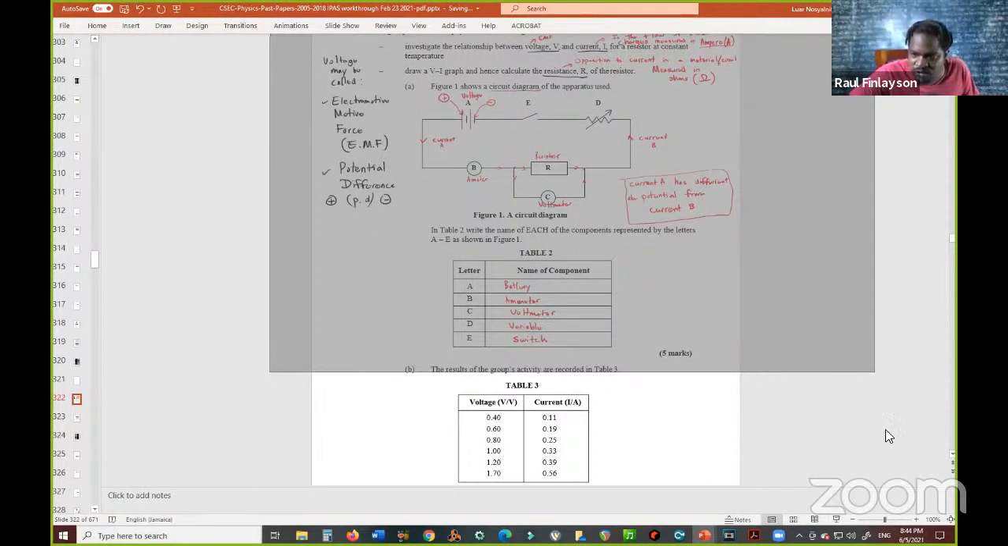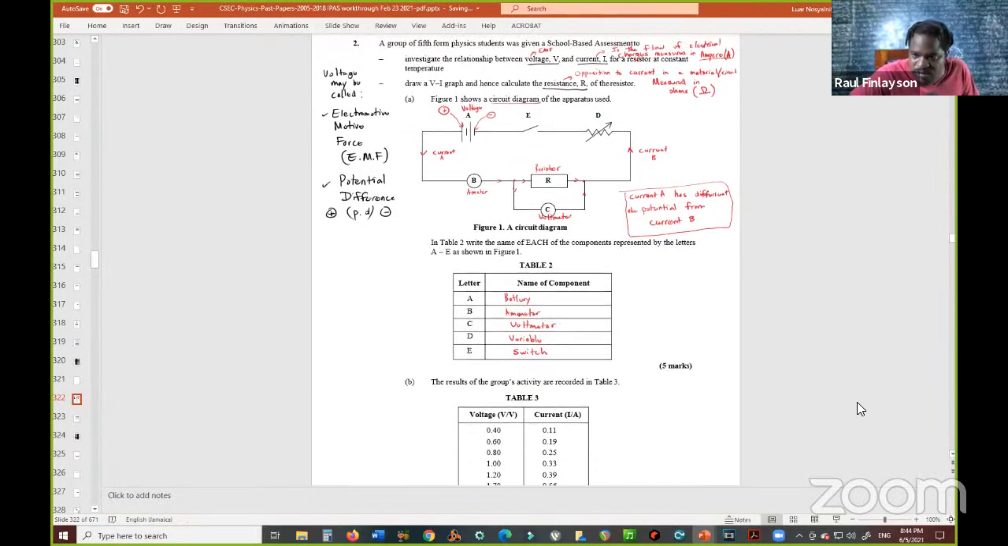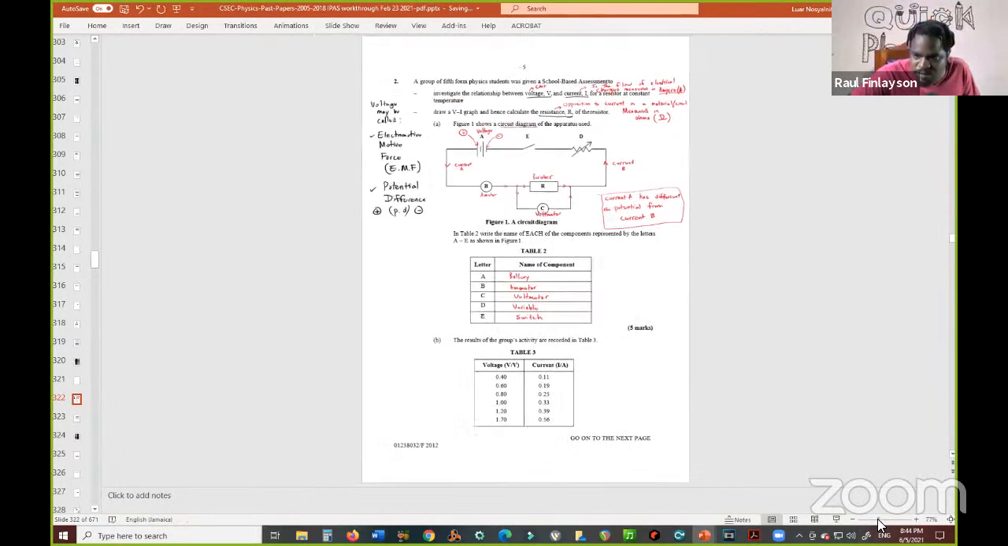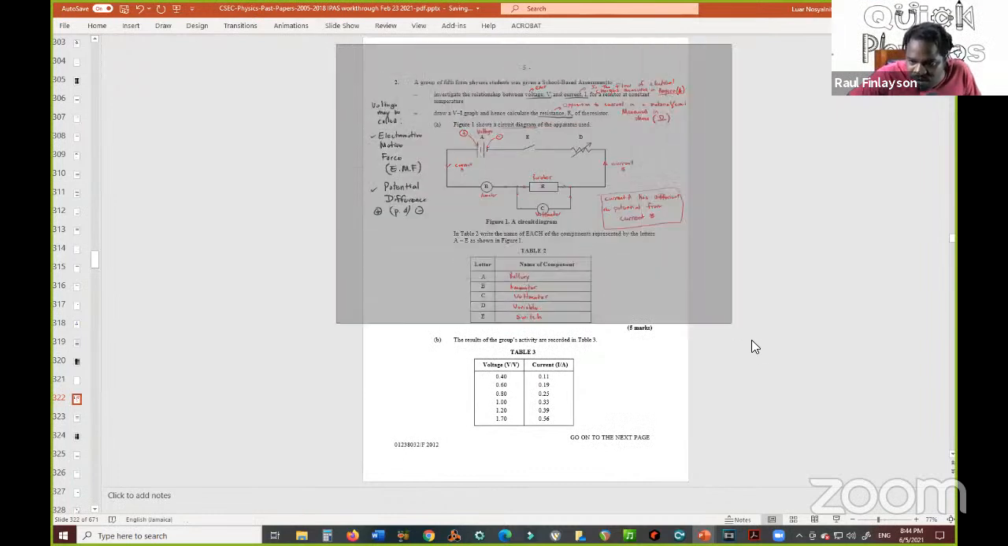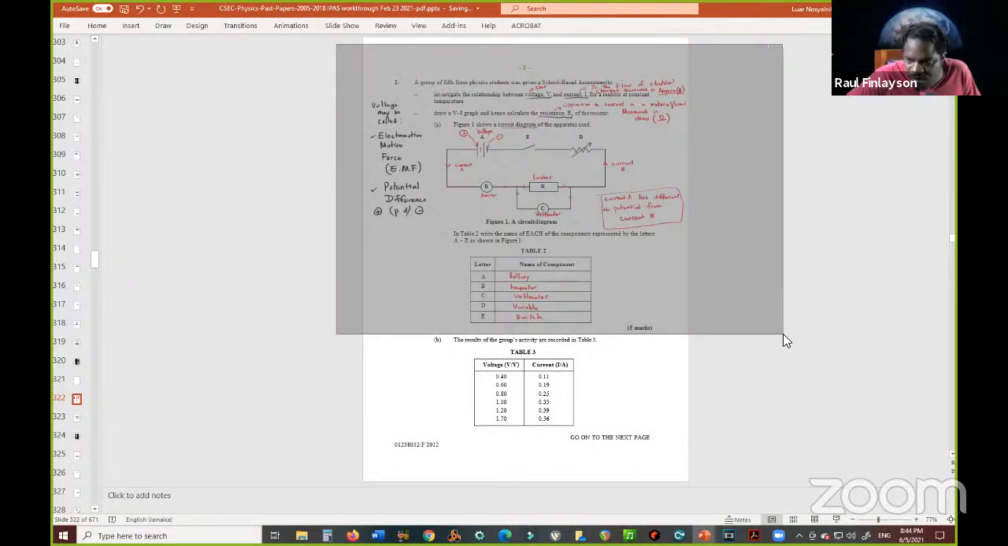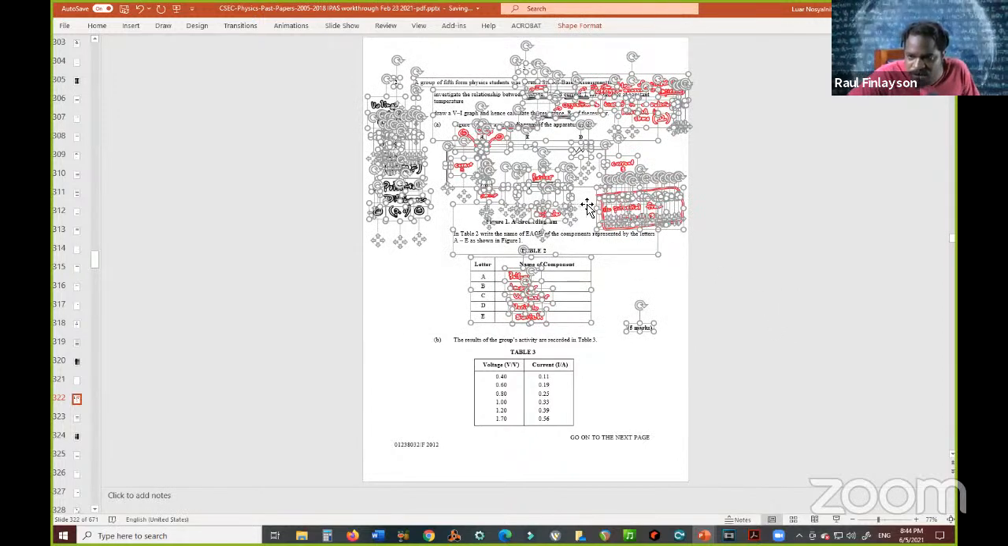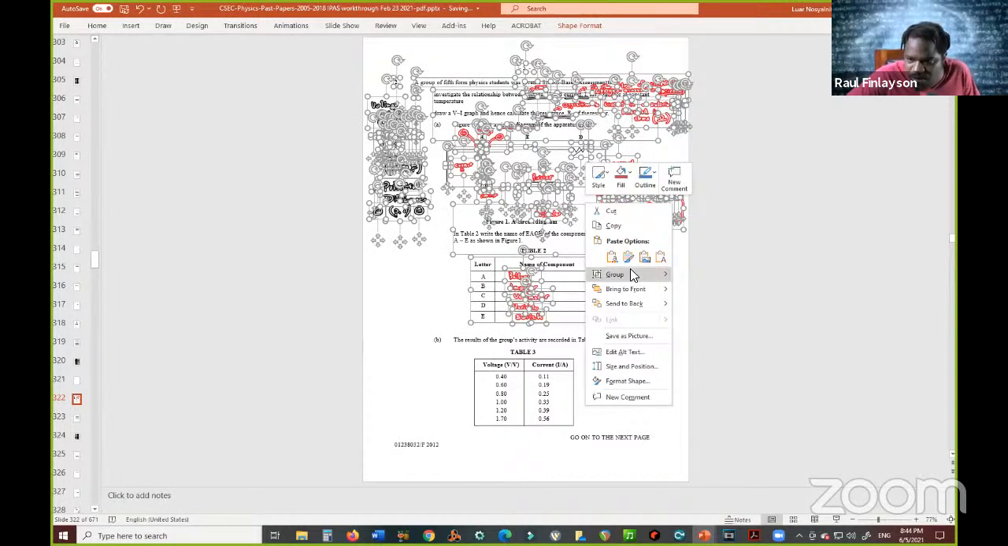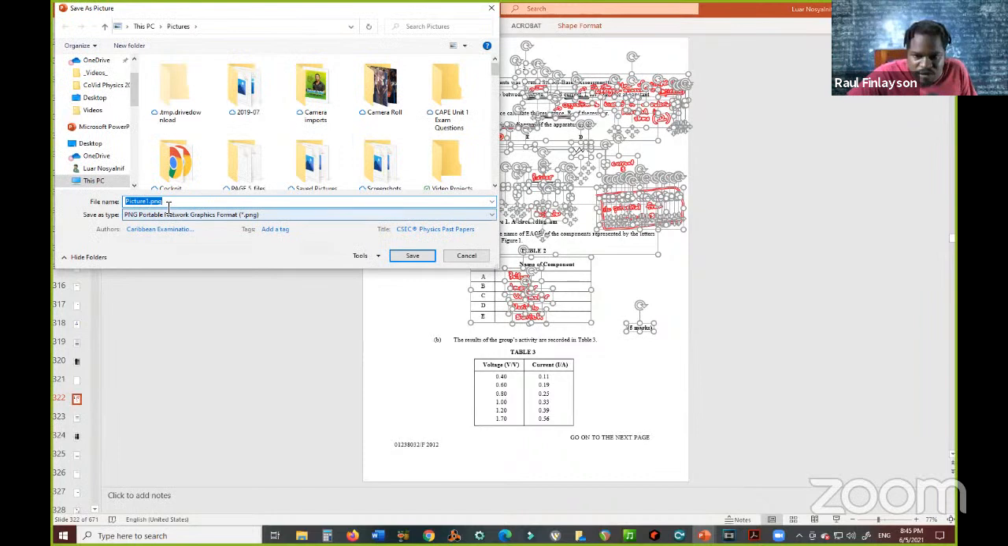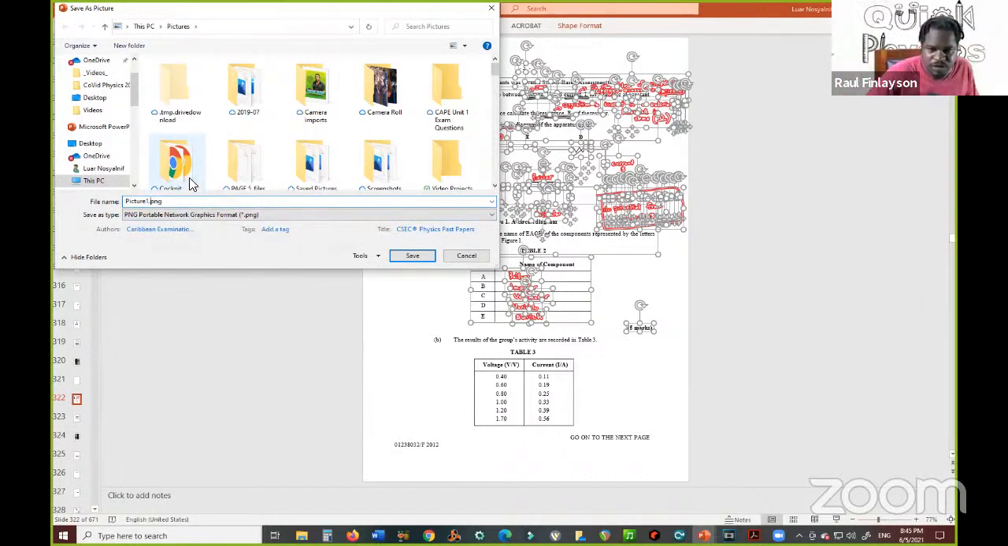All right, so I'm not getting everything selected here. Let me just zoom out a bit and see. I think it's better to. All right, and if I can just group it. That's allowing me to group, but allow me to save it as a picture. And that's an Ohm's law question.